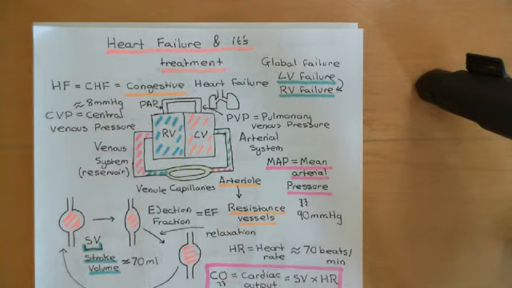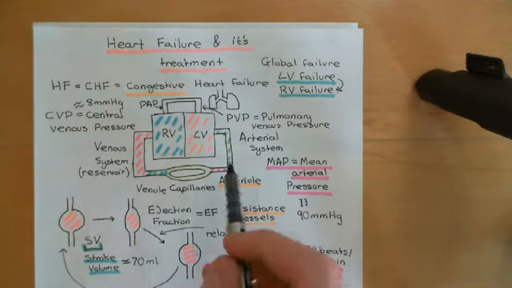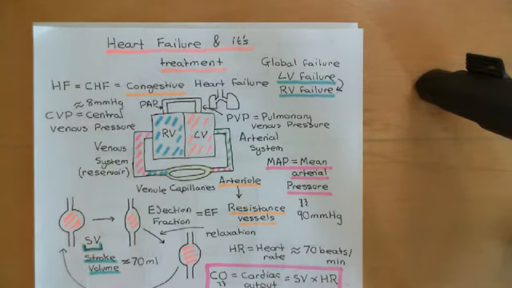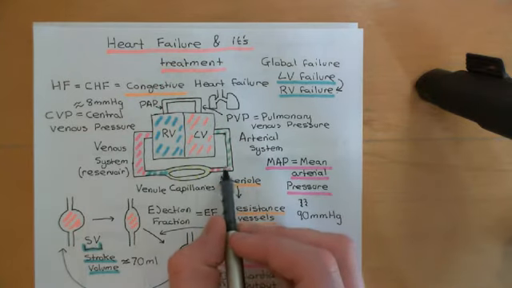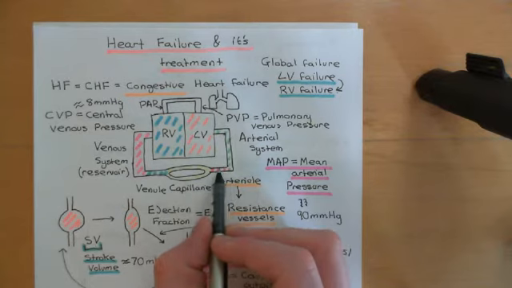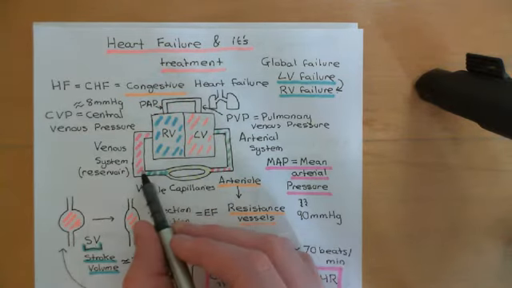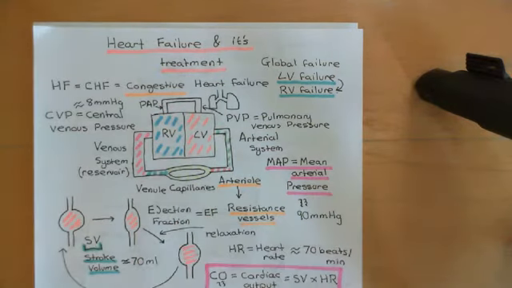Okay, so total peripheral resistance captures this concept of how easy is it for blood to move back from the arterial system to the venous system. And it's all about the arterioles. The arterioles are what determine the total peripheral resistance. They determine how much blood can move back from the arterial system to the venous system and how fast it can move back. Okay, and that's why they're known as the resistance vessels.